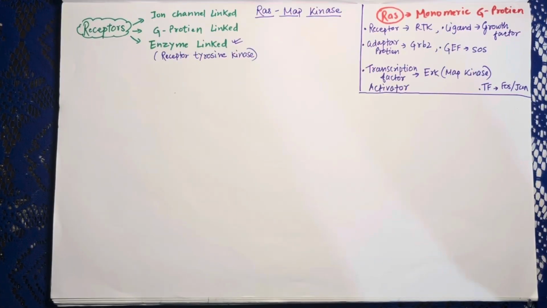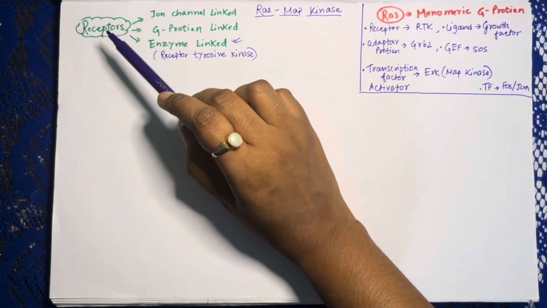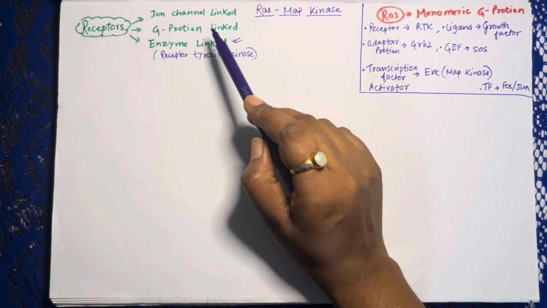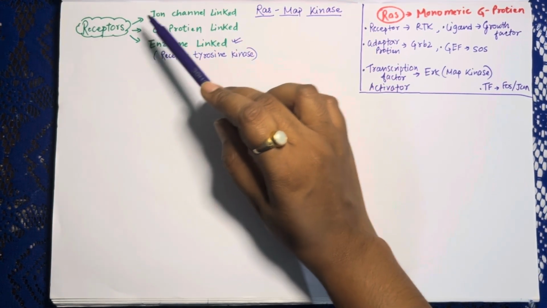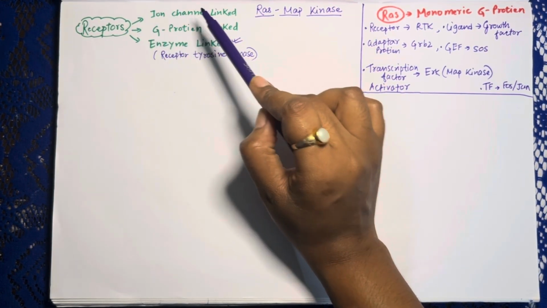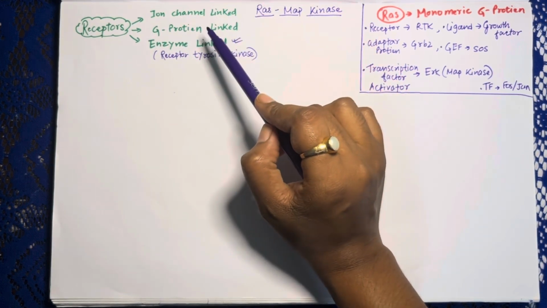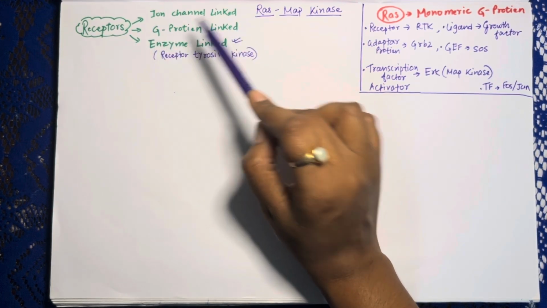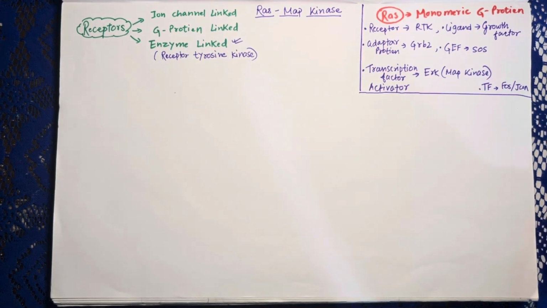Okay, so let's discuss RAS MAP kinase. Before starting, I just want to tell you that there are different types of receptors. In our previous lecture, we studied G protein coupled receptors or G protein linked receptors. But there are different types of receptors. First is the ion channel linked or ion channel coupled receptor, which I'll discuss in another video. Next is the G protein coupled receptor, whose basic things I have discussed in a previous video.